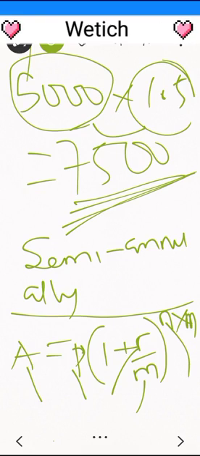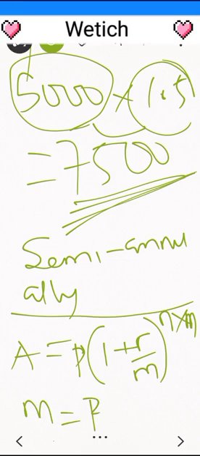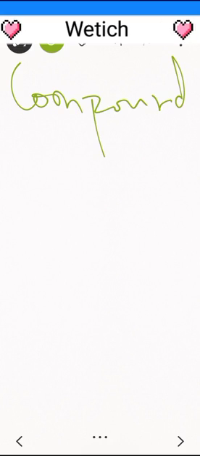So let's get to know what the M in the equation stands for. Now the M means periodic compound. It means how many times a specific amount is compounded. So let's see a problem.